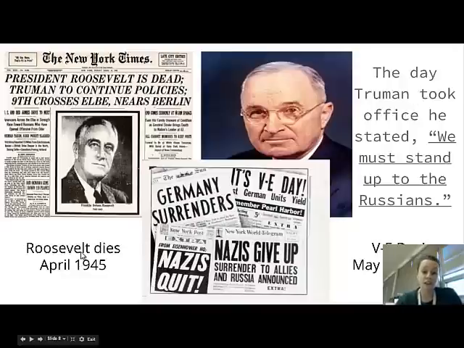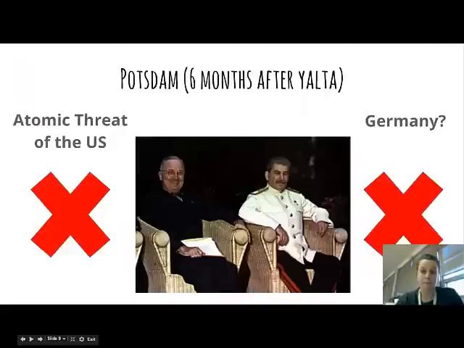So when Roosevelt dies, Truman becomes president, and the war ends in Europe less than a month later. So the war ends in Europe in May, and then there's Potsdam. So this conference is in July to August. It's very early August is when it ends. And the big powers get together again.